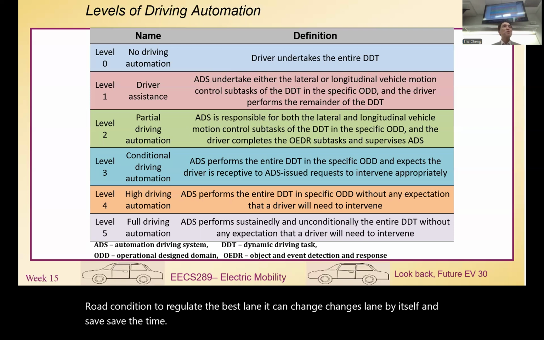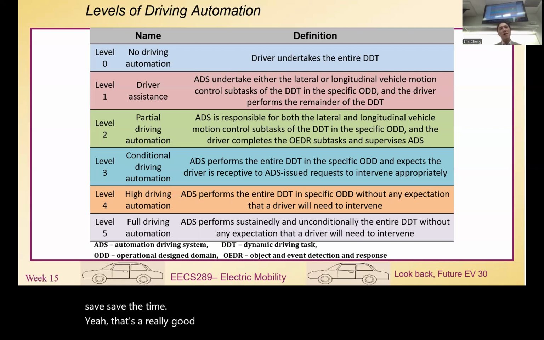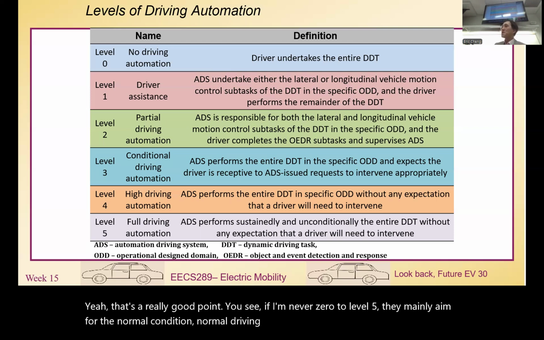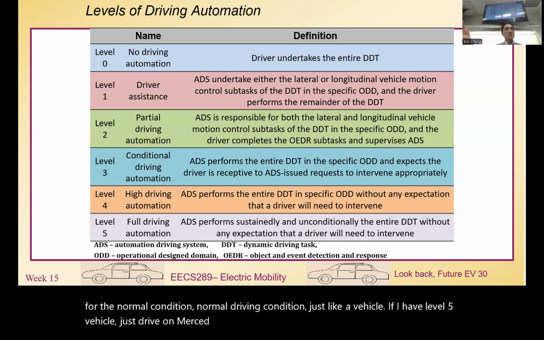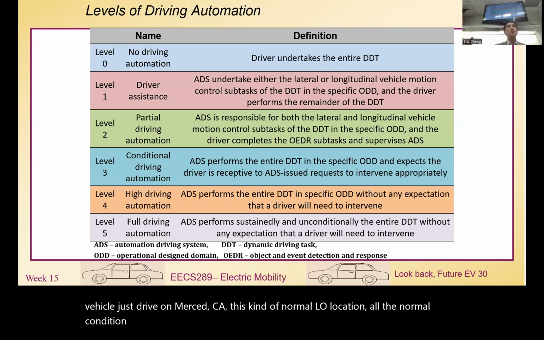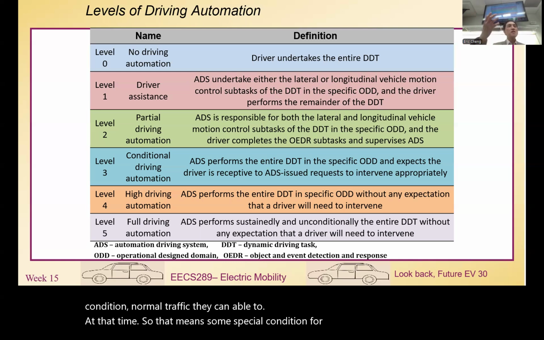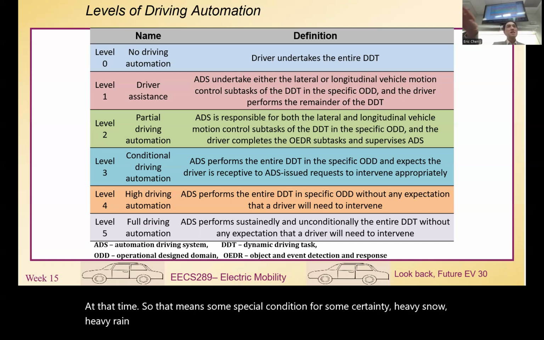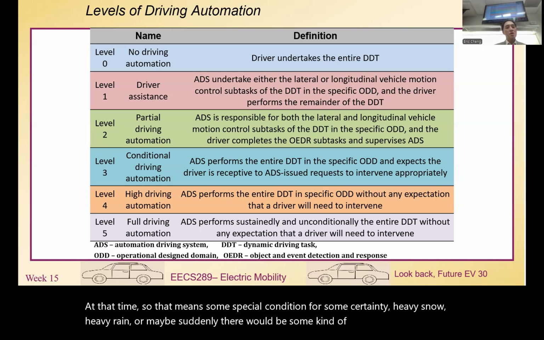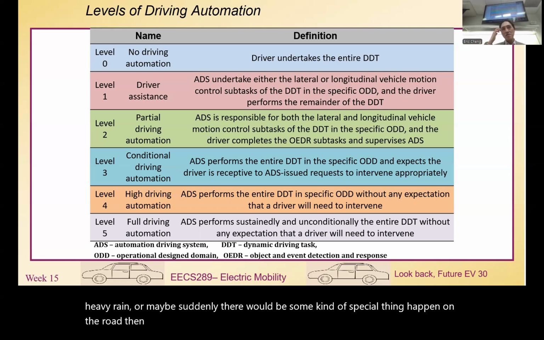Like that. Yeah, that's a very good point. You see, from level 0 to level 5, they mainly aim for the normal driving condition, just like our vehicle. If I have a level 5 vehicle and just drive on Merced, California, in all the normal conditions and normal traffic, they are able to adapt to that. But for some special condition, like suddenly heavy snow, heavy rain, or some kind of special thing happening on the road, the level 5 system may not be intelligent enough to adapt to that situation.